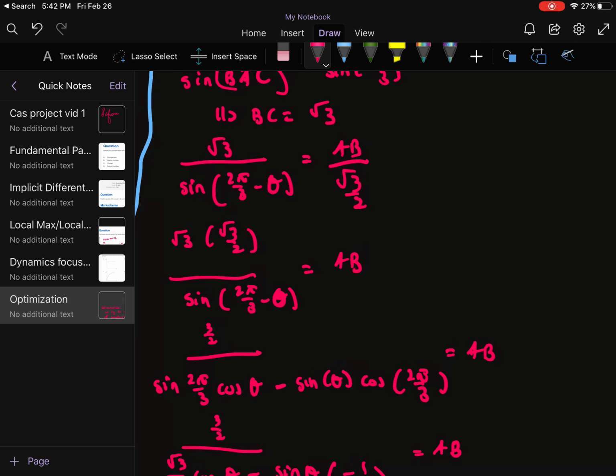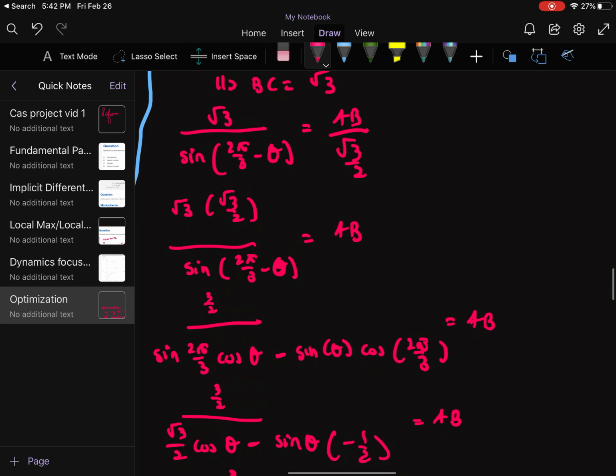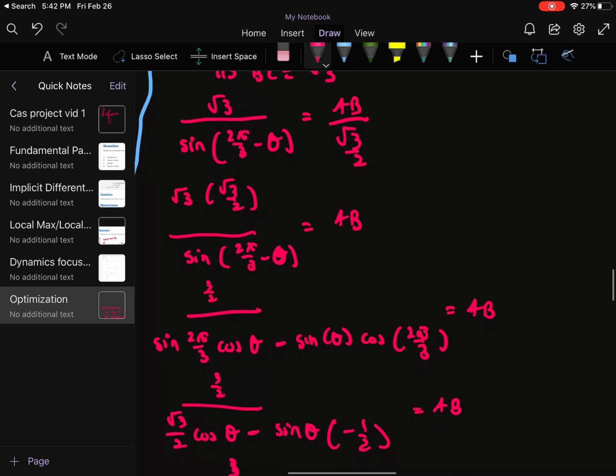Again, this is where you need to know your angles. 2 pi over 3 is in the second quadrant. Sine is positive in the second quadrant, but cosine is negative in the second quadrant via the CAST rule. So sine 2 pi over 3 is essentially sine pi over 3, which is sine 60, so root 3 over 2. These are things that should be going through your head. Root 3 over 2 cos theta, you can't evaluate cos theta. Then minus sine theta times cos 2 pi over 3, which is negative cos pi over 3, so negative half. So minus sine theta times negative half is equal to AB.